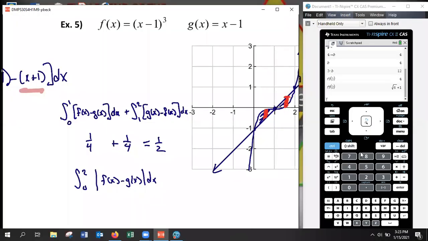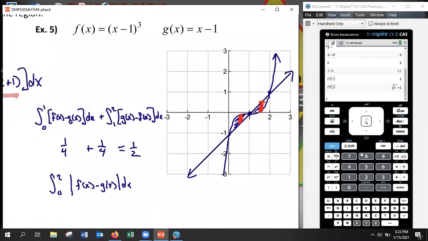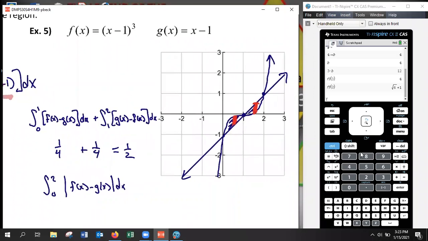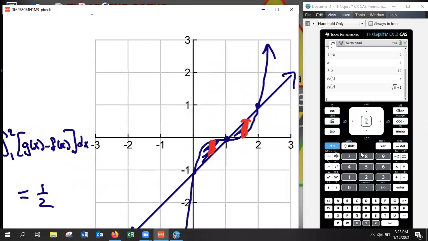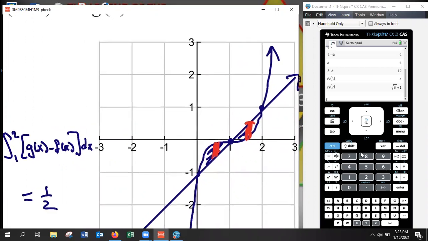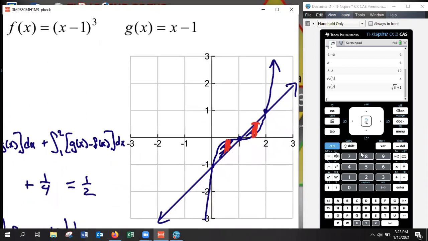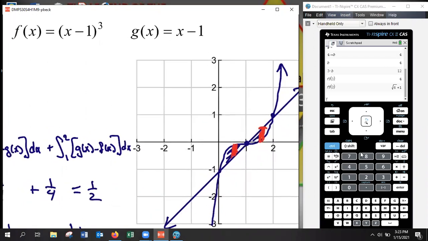And I'm back. So as I mentioned, we have f of x equals x minus 1 cubed. We have g of x equals x minus 1. We can see these two graphs right here. We can see that they intersect not just in 2 spots, they intersect in 3 spots. So if our goal is to figure out what the bounded area is, we are going to have to treat this as 2 distinct different regions.